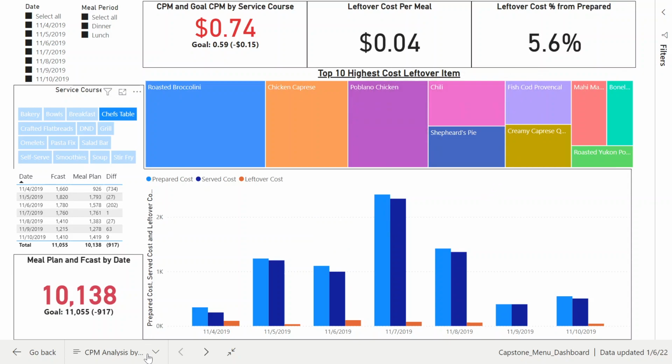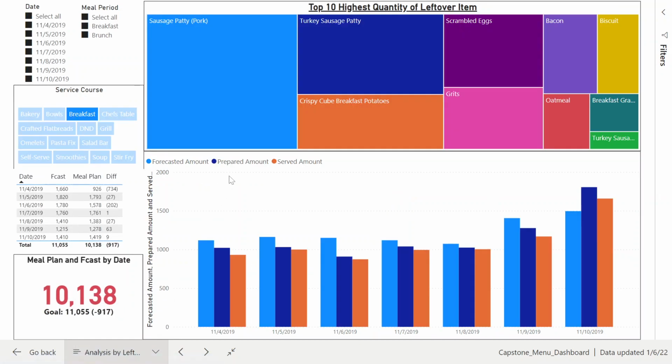All right, jumping over one tab. This is more meant for frontline production staff. All of these slices are the same here, but we have our forecasted amount, prepared amount, and served amount represented on the clustered column chart. So you can pretty easily tell that for this breakfast menu, they forecasted too much every day, or more than they actually needed to serve every day. So there's some opportunity to glean how much should actually be forecasted, which would drive their cost per meal, and we really missed it on this last day of the week.